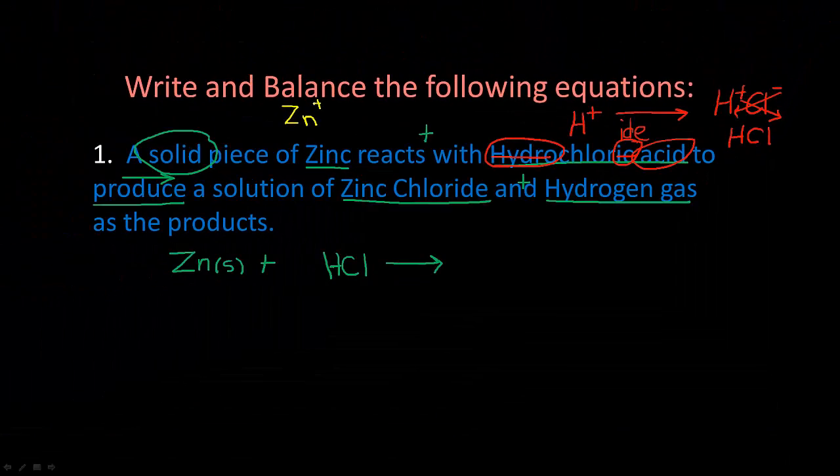So zinc has a +2. We already know chloride has a -1 charge. So I'm going to put Cl -1. That 1 goes down by the Zn, and we never put 1s. This 2 goes down by the Cl. So the formula for zinc chloride is ZnCl2.